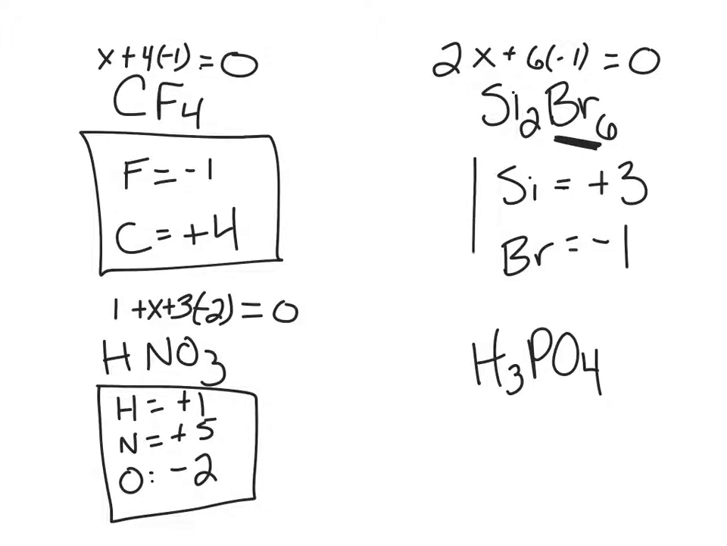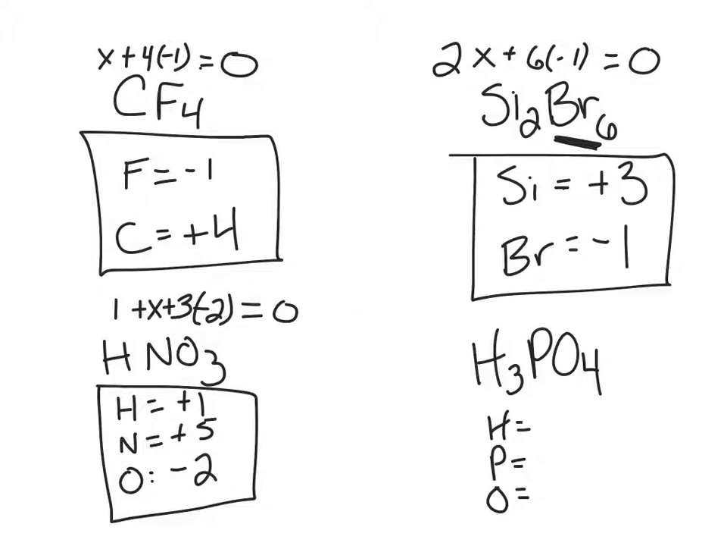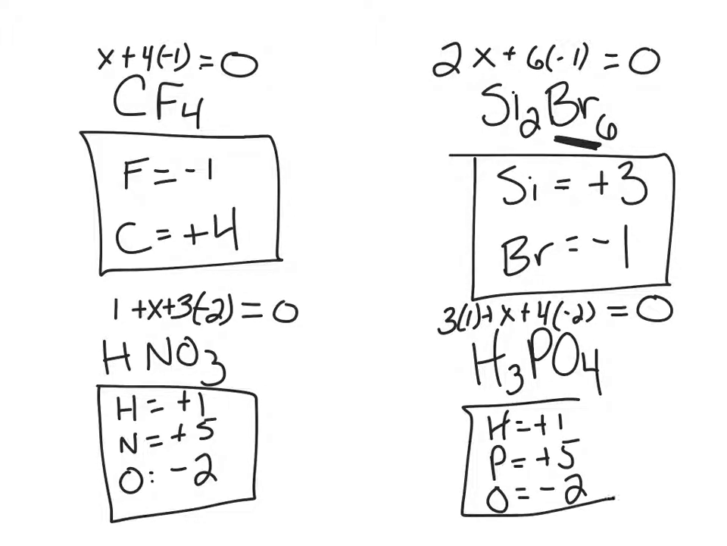For the last one, I have hydrogen, I have phosphorus, and oxygen. Oxygen's -2, hydrogen's +1, so I have to find phosphorus. My total is 0. Oxygen is -2, I have 4 of them. Phosphorus, we don't know, we'll make it an X. And I have 3 hydrogens, so 3 times +1. So now I'm going to solve that out, and phosphorus is a +5 oxidation state.